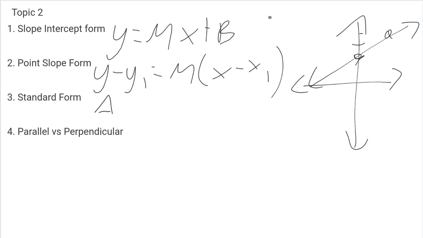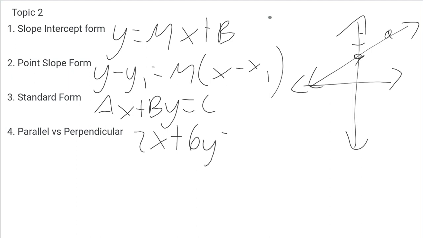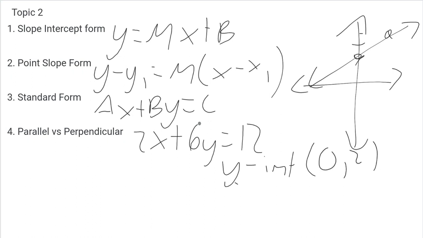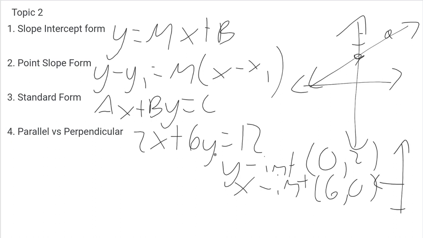Standard form looked like this, and this was useful if they gave it to us like this. We would cover up x and we could solve for y, and we could say the y-intercept was at (0, 2), and the x-intercept is when we covered up y and we solved for x, and then we could graph at (2, 6), and then draw a line.